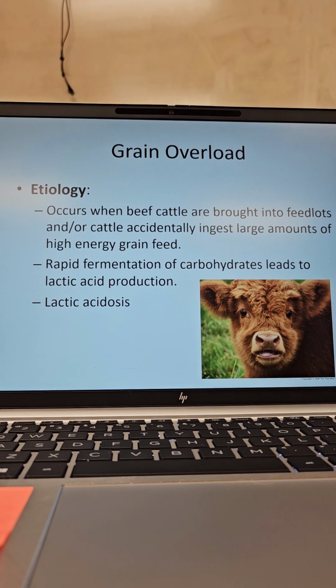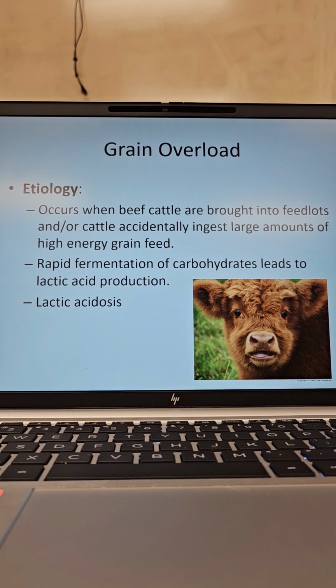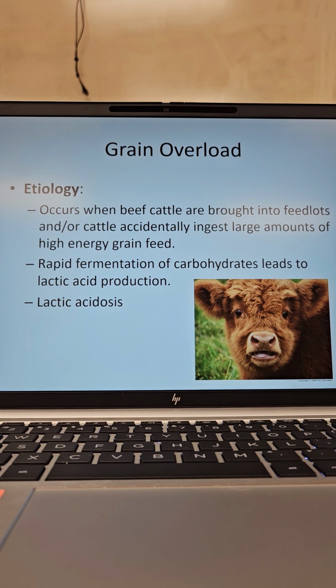Grain overload occurs when beef cattle are brought into feedlots. Feedlot is a term for that last stage of beef cattle. This is when they put them out to field, or they start feeding them grain in order to fatten them up for slaughter. I think it's like 4 to 6 months at the end of their life to fatten them up, getting them ready for slaughter. That's what feedlot means.